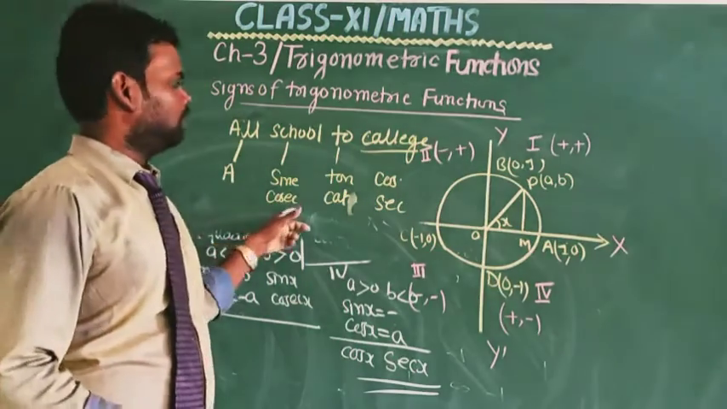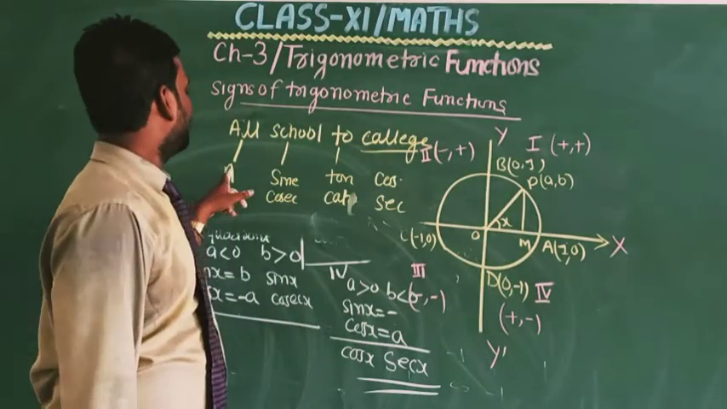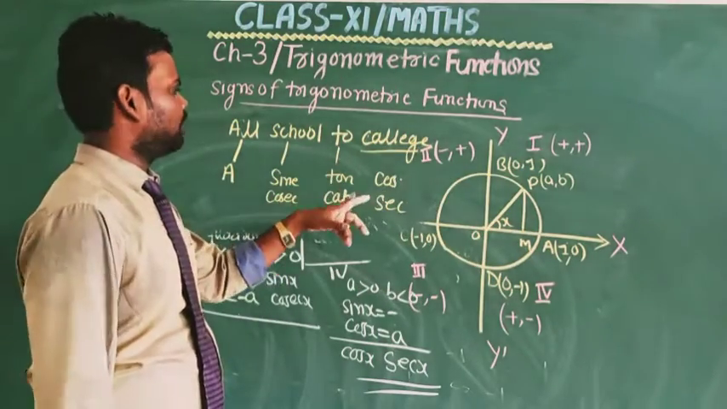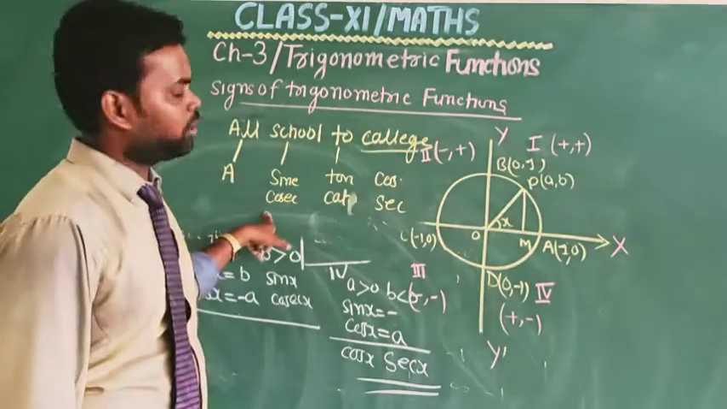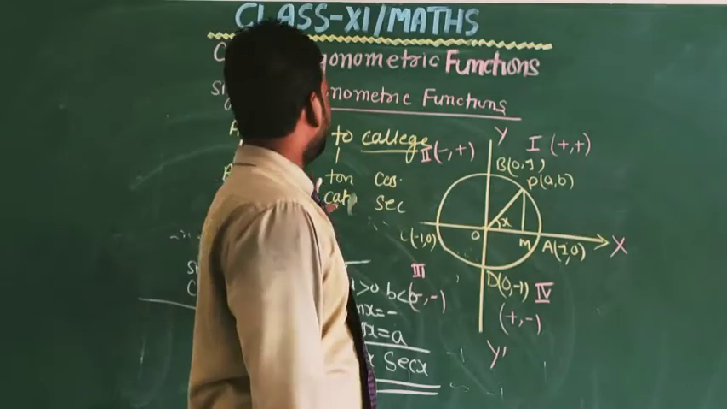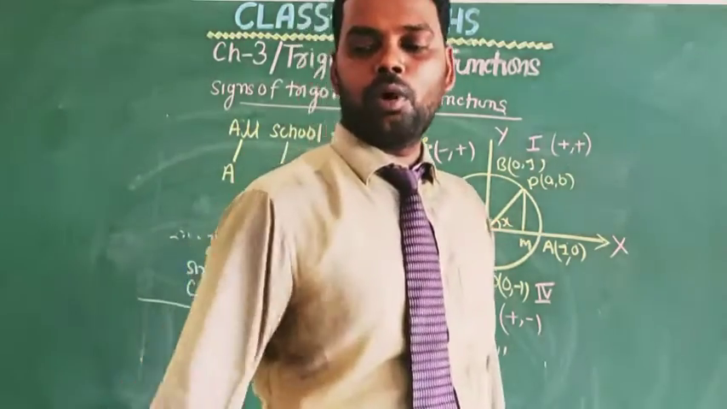We have to remember the different signs in different quadrant systems. In first quadrant, all trigonometric functions are positive. In second, sine and cosec are positive, in third, tan and cot are positive, and in fourth, cos and sec are positive. Okay.